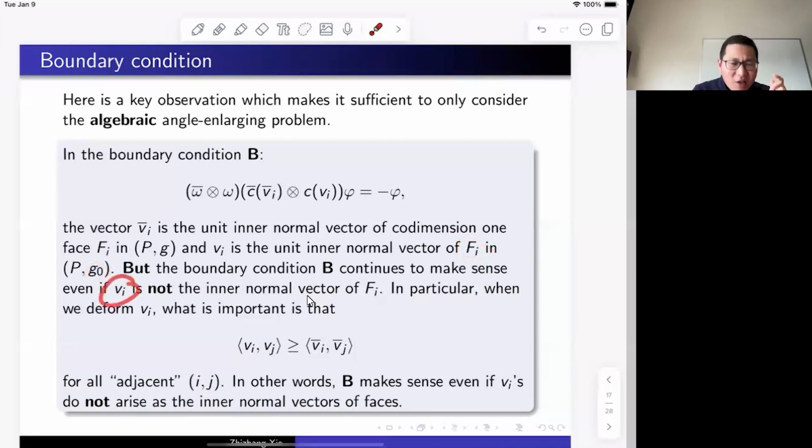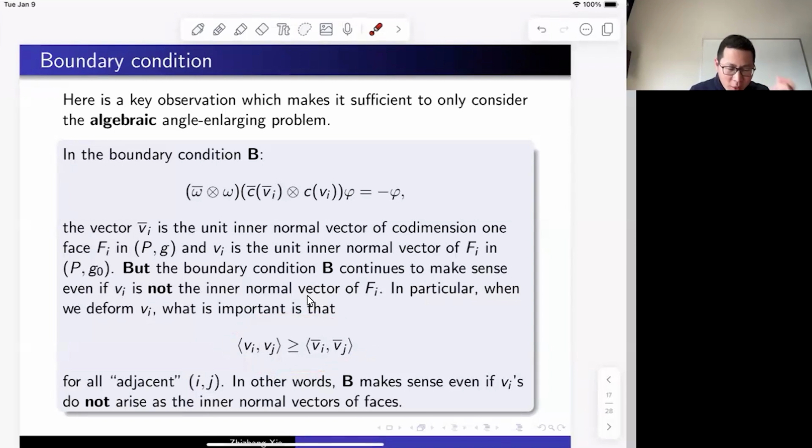But it turns out even if Vi is just some other vector, which has nothing to do with the inner normal vector of the face, this boundary condition still makes perfect sense. Which means we can forget about inner normal vectors. Let's just take a random vector. And it turns out the corresponding dihedral angle comparison condition, you can translate that into an inner product comparison. So now this is just an algebraic condition.